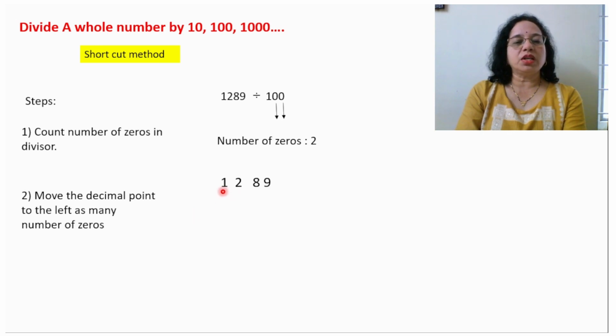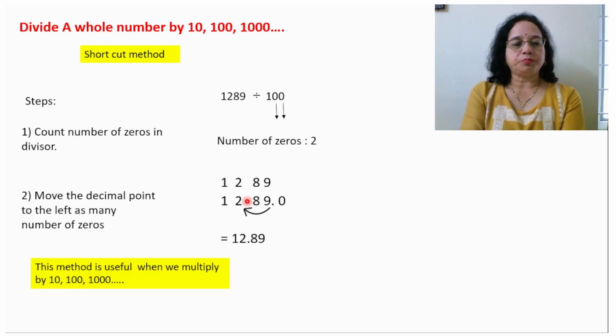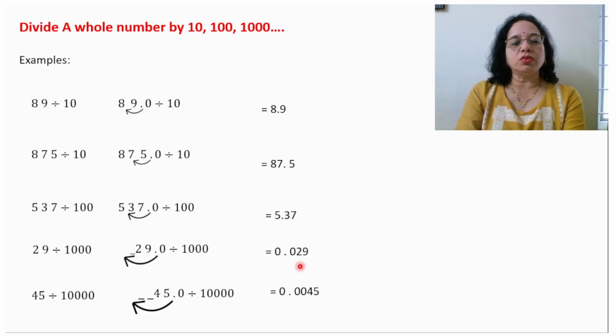So the given number is 1289 but the decimal is not there. So the same number we can write as 1289.0, and now this decimal we will shift two places to the left hand side and your decimal will come over here. So the answer will be 12.89. This method is useful when we divide by 10, 100 and 1000.